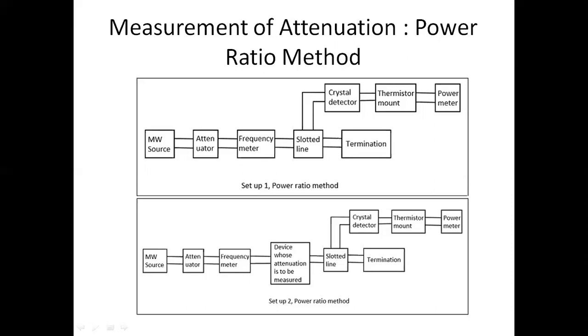These are the two setups that are used in the power ratio method. There is only one difference. In the first setup, we are not using any device for which we are going to measure the attenuation. In setup 2, we are incorporating the device for which we need to measure the attenuation loss. So that's the difference between setup 1 and setup 2.